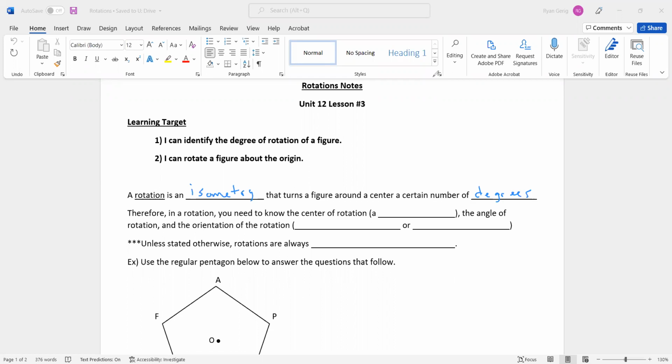Therefore, in a rotation, you need to know a few things. You need to know the center of rotation, which is just a point. You need to know the angle of rotation. We'll talk about that in a little bit. And the orientation of the rotation. Now, there's two orientations. There's clockwise and there's counterclockwise.